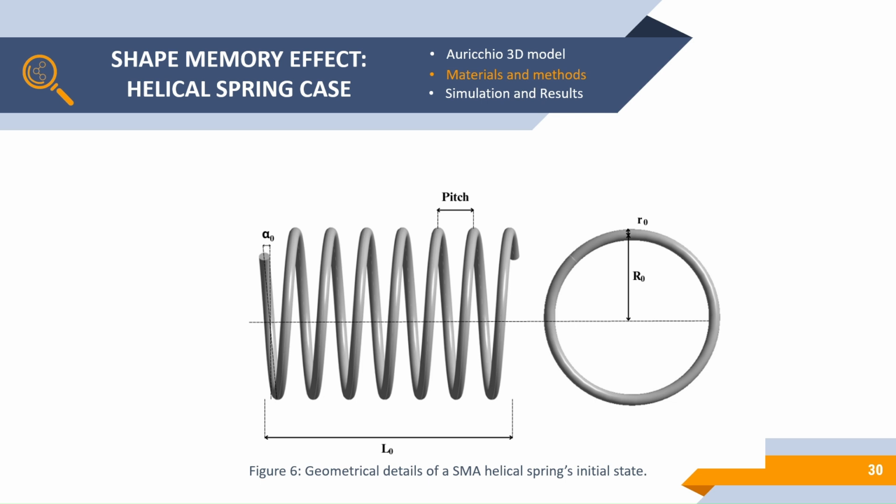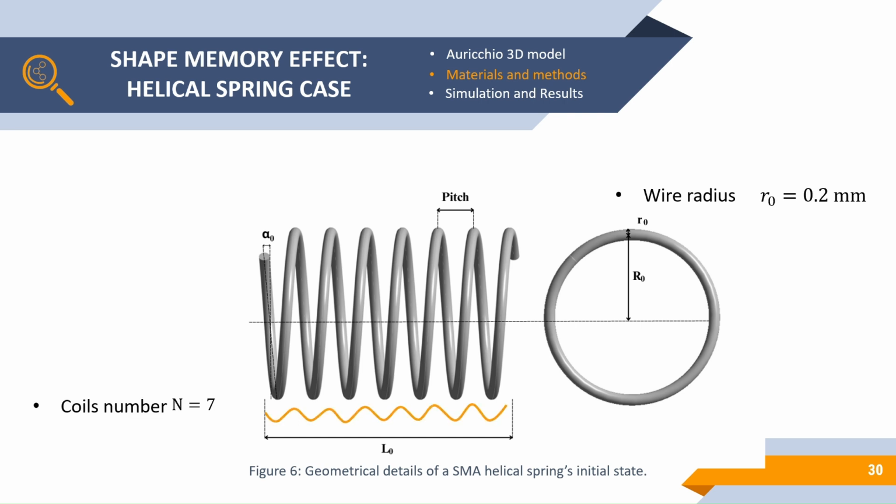For the geometrical details of the shape memory alloy helical spring, we have coils number n equals 7, wire radius R0 equal to 0.2 millimeters, and the initial pitch angle alpha 0 equals the inverse tangent of L0 over 2 pi times R0 times n, and it depends on the spring initial length and the coil's radius.